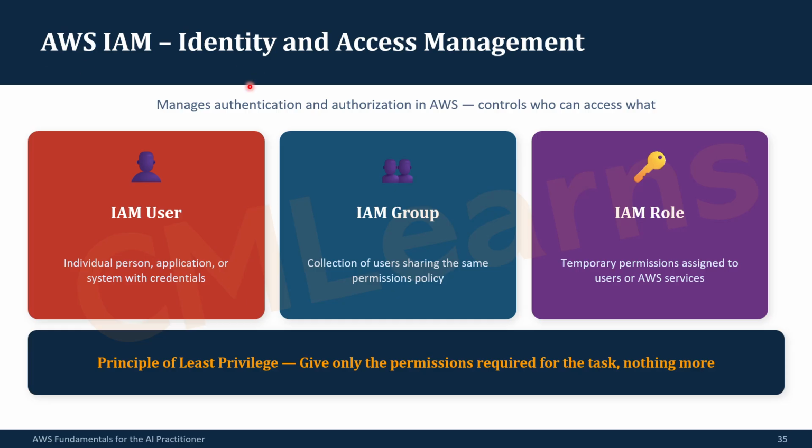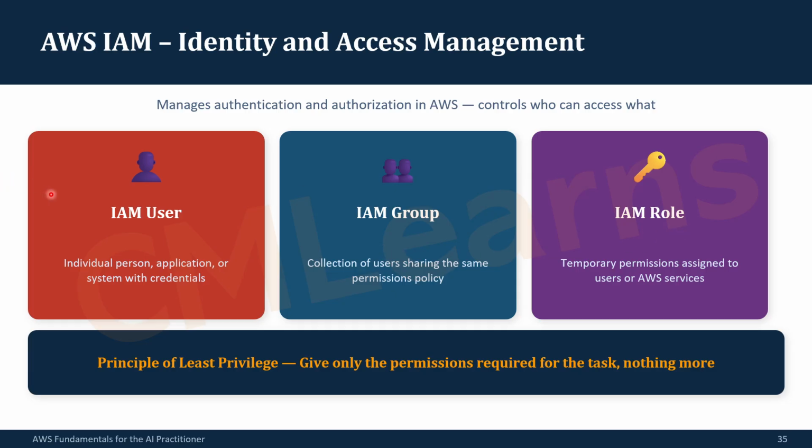AWS IAM, Identity and Access Management, manages authentication and authorization. What is meant by authentication and authorization? Authentication proves who you are, and authorization is what you can do, what permissions you have in AWS, and it controls who can access what. There are three concepts: IAM user, IAM group, and IAM role.